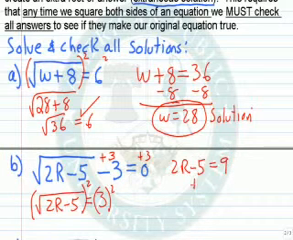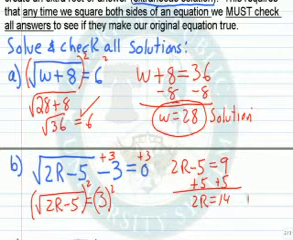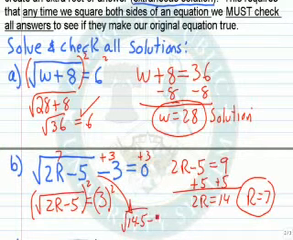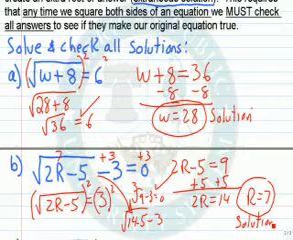Let's add 5 to both sides of this equation. So now we have 2r equals 14. So r equals 7 is our answer. But once again, let's go back and double check. If we put a 7 in here, 2 times 7 gives us 14 minus 5. The square root of 14 minus 5. 14 minus 5 is 9. The square root of 9 is 3. 3 minus 3 equals 0. So this is, in fact, a solution for this radical equation.